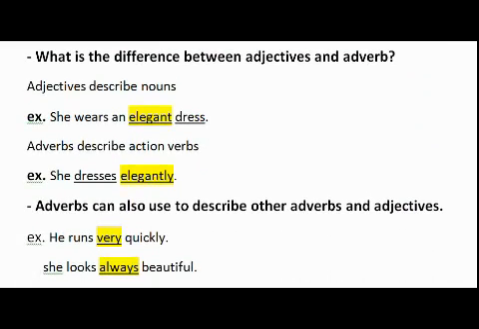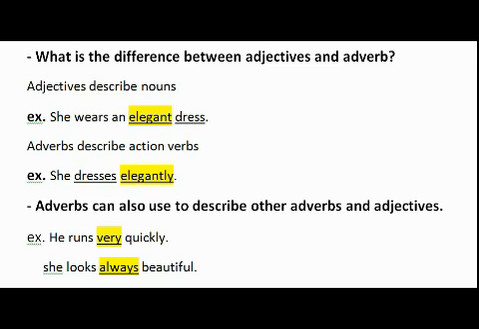Then, what's the difference between adjectives that we already studied before and adverbs? The adjective describes nouns. For example, she wears an elegant dress. So here, dress is a noun, and elegant is an adjective to describe the noun. However, adverbs describe action verbs. Like when I say, she dresses elegantly. So here, dresses is a verb, and elegantly is an adverb that describes an action verb.